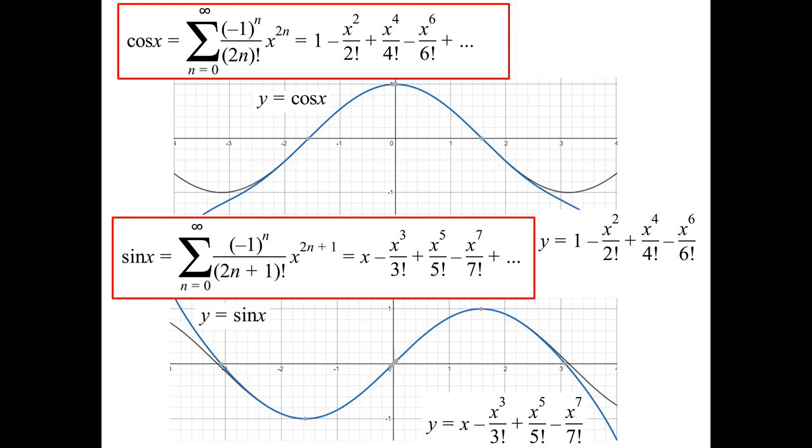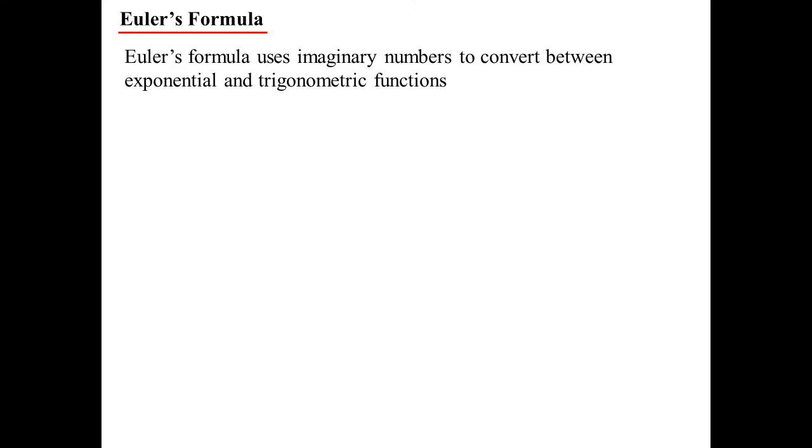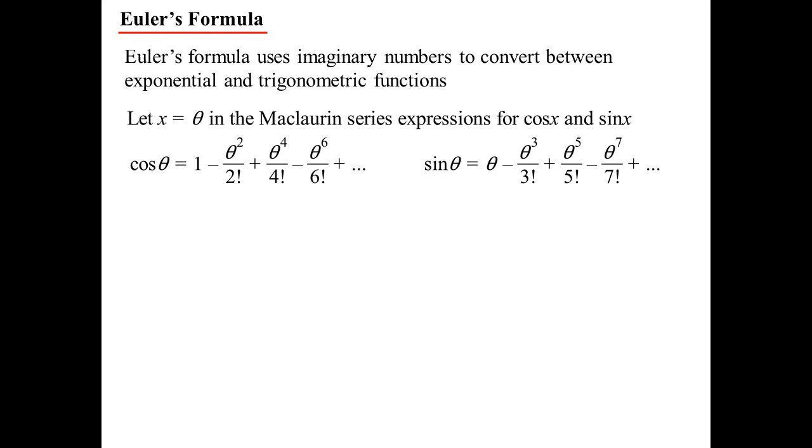All right, so why show you all this? This is how we get Euler's formula. So we've got imaginary numbers, but that now allows us to convert between exponential and trig functions. If we let x equal theta in the Maclaurin series expressions for both cosine and sine, cos theta will be 1 minus theta squared on 2 factorial plus theta to the power of 4 on 4 factorial and so on. Sine theta would be theta minus theta cubed on 3 factorial plus theta to the 5 on 5 factorial, and so on.